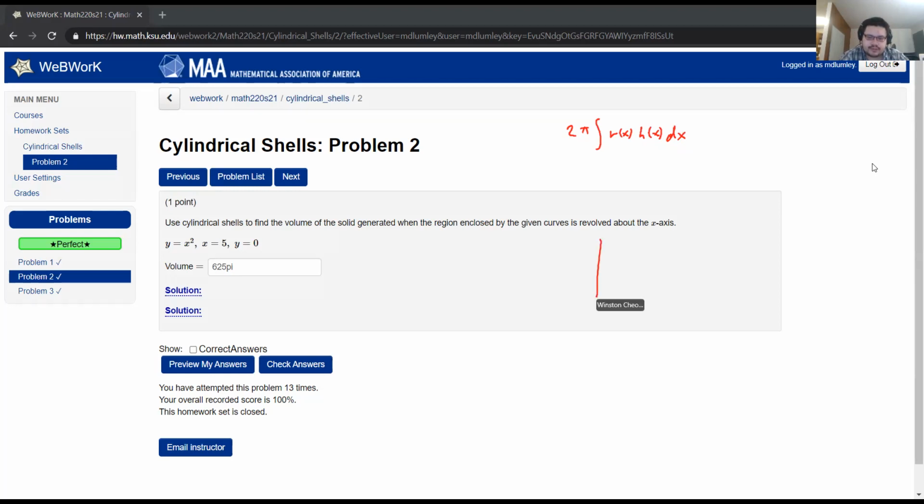I typically need to graph something to actually visually inspect what's going on. X equals 5 is going to be a line like this, and we want to rotate this about the x-axis. Use cylindrical shells to find the volume of this. Y equals 0. That's a little bit weird because the default way I would do this is probably using the disk method, since this is perfectly set up to use the disk method. But we can certainly try to use the shell method.